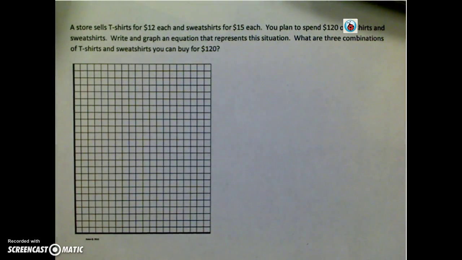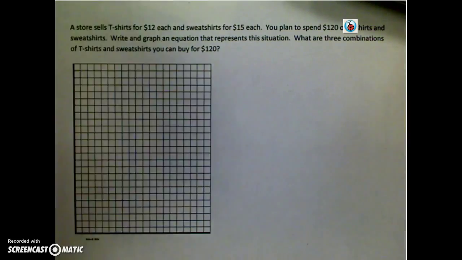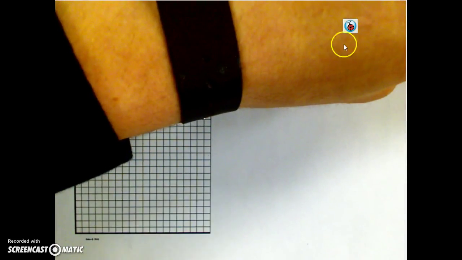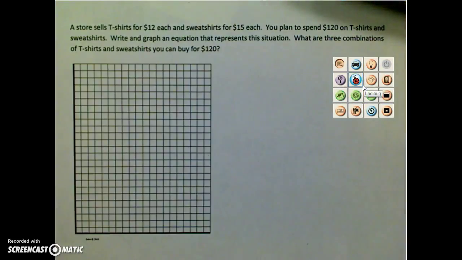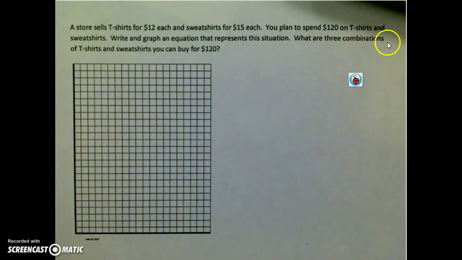So we've got a store that sells t-shirts for $12 each and sweatshirts for $15 each. And we plan on spending $120 here on these t-shirts and sweatshirts. So write and graph the equation that represents the situation. What are three combinations of t-shirts and sweatshirts we can buy?